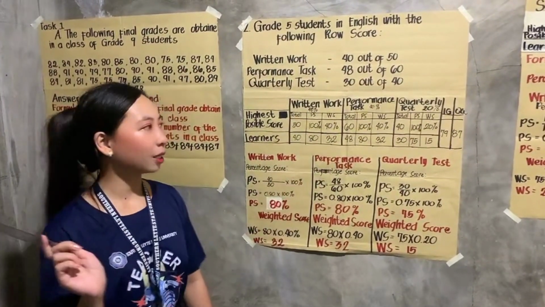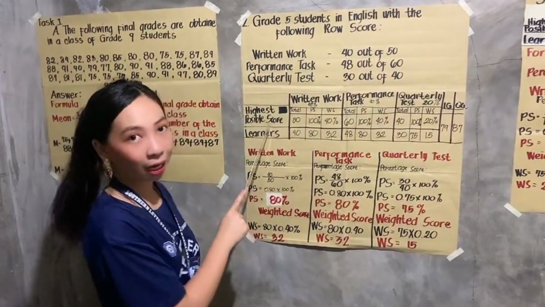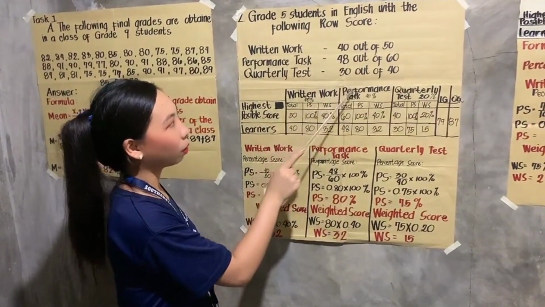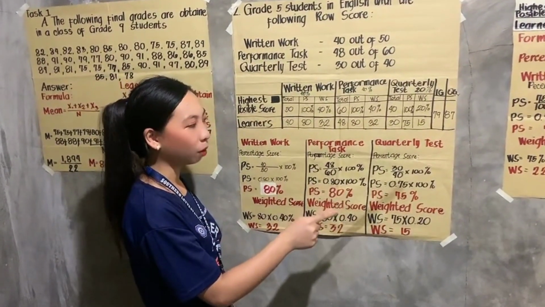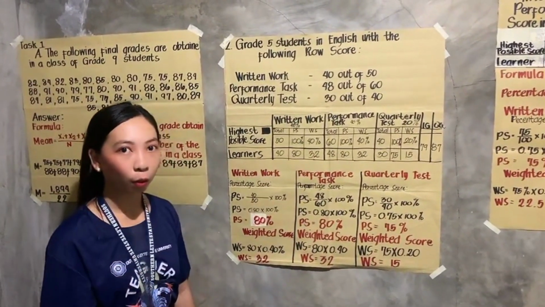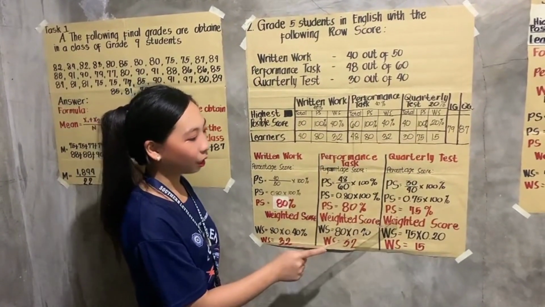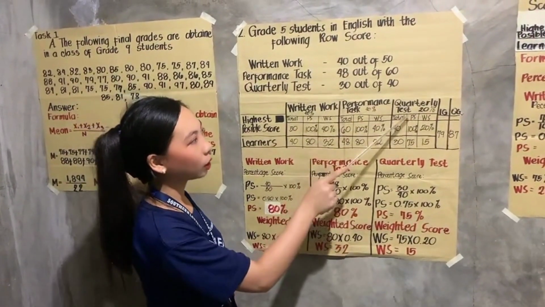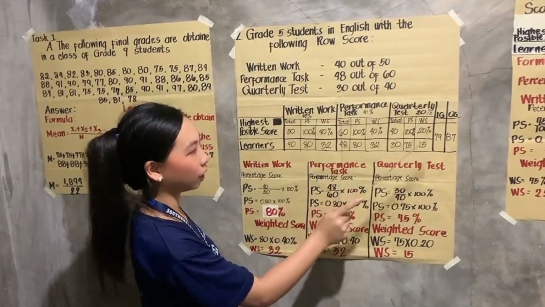So for the quarterly task, that is 20%. The highest possible score is 40. The students got only 30 out of it. So 30 divided by 40, that would be 0.75, multiplied by 100, that would be 75%. In getting the weighted score, 75 multiplied by 0.20, since the quarterly task is 20%, so that will be 15.